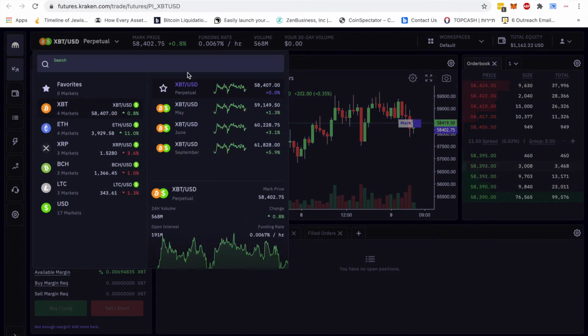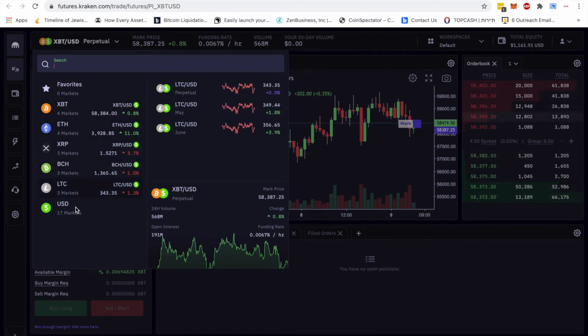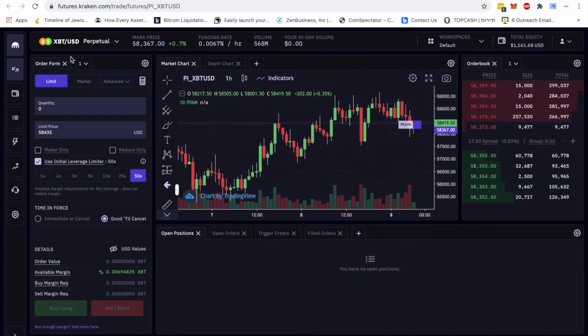You can literally change here. You can trade on Bitcoin, Ethereum, XRP, Bitcoin Cash, Litecoin, and different dollars. So right now we're looking at XBT USD. For those who don't know, XBT literally stands for BTC. That is the old name, and Kraken is in the process of changing the name to BTC, most likely. So this is the chart.